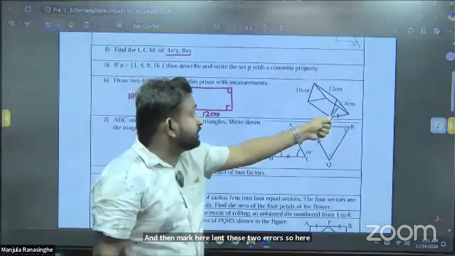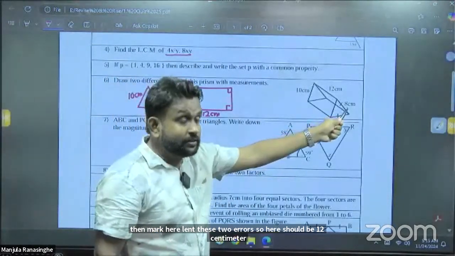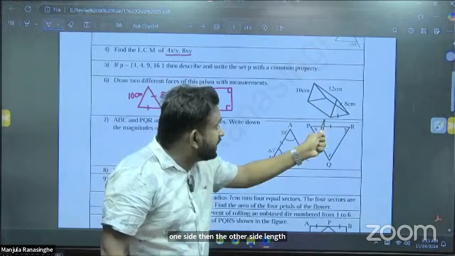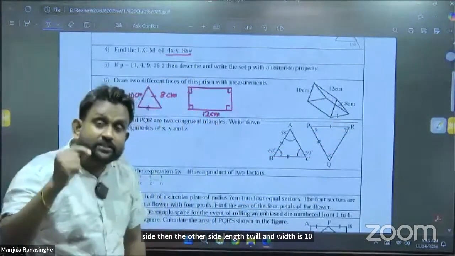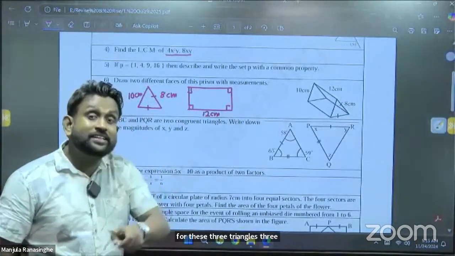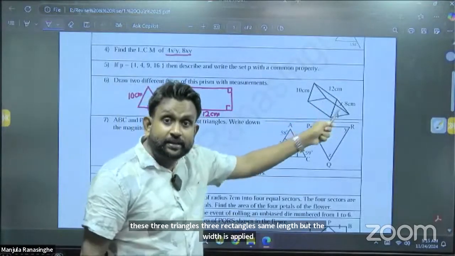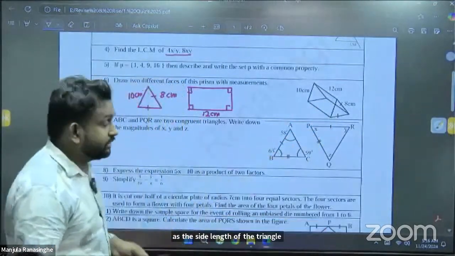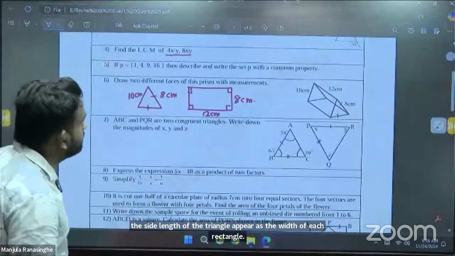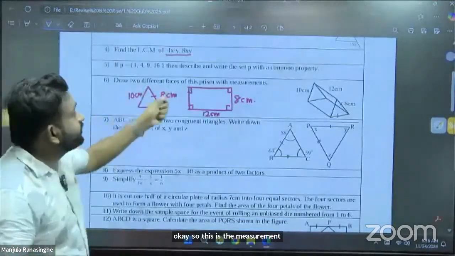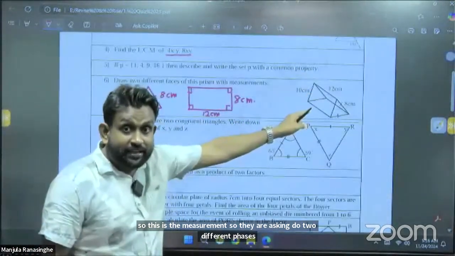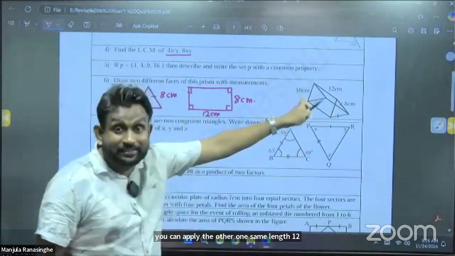Width is one of the widths. Here it may be 8, one side, then the other side length 12 and width is 10. The base is length 12 and width also 8. So the length is the same for these three rectangles, but the width is applied as the side length of the triangle, appearing as the width of each rectangle. Okay, so here it has 8 cm. So this is the measurement. They are asking to draw two different faces. You can apply the other one, same length 12. The width is 8 because these two sides are the same. The other one 12 and 10.